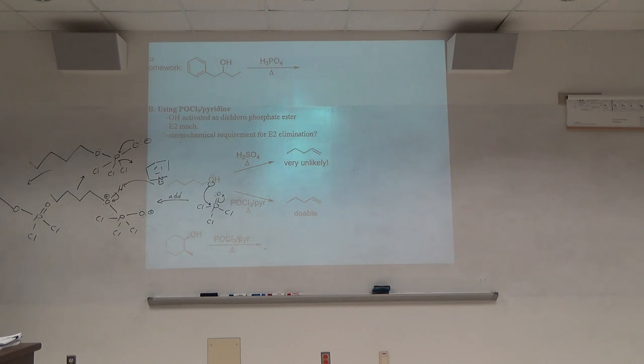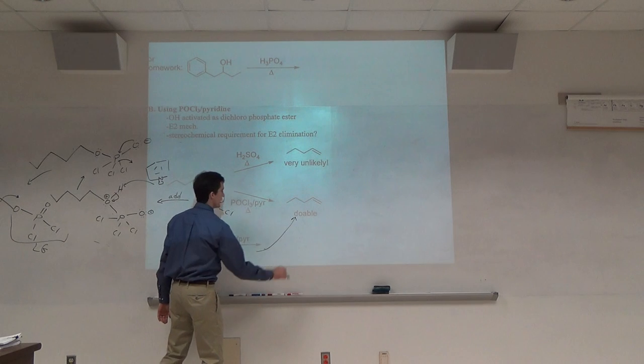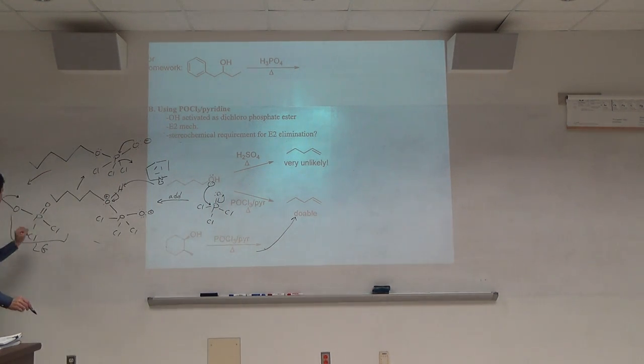Pyridine is strong enough to do an E2. At this point, these electrons take one of these H's. These electrons can move in. And this is a good leaving group, like a tosyl. And what are we doing right here? A concerted E2 elimination. And that's going to give this. Basically, we activate our leaving group with the POCl3, and then we do the elimination.